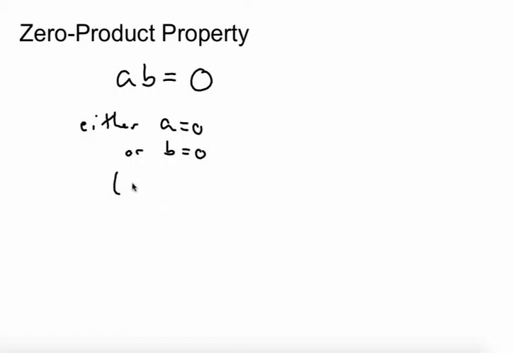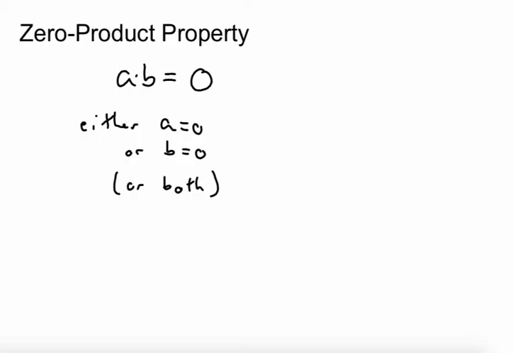Or I guess we could also say or both. Both of them are equal to 0, and that's how we'd get a product of 0. Okay, so this is what we call the zero product property, or sometimes you'll see it stated as the zero product principle. But okay, file this away. We're going to use it in just a second.